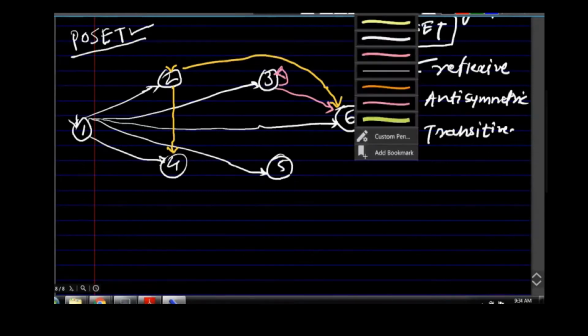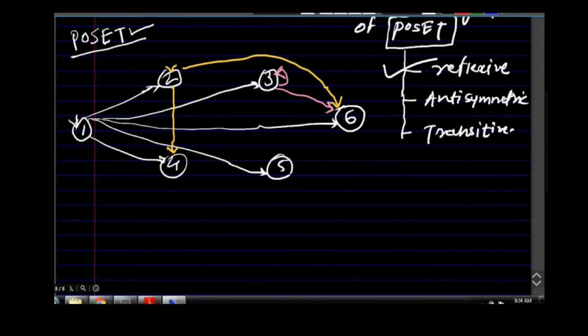Now the next task is transitivity. We have to remove the transitive edges also. We know that the relation is transitive. That means if there is an edge from 1 to 2 and 2 to 4, then there is no requirement of drawing the edge from 1 to 4, because this is a transitive edge. Let me write: this edge is a transitive edge. Similarly, 1 to 3 is there, and 3 to 6, then 1 to 6 also is a transitive edge.